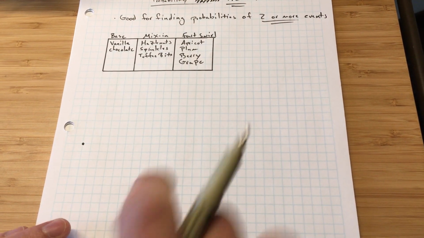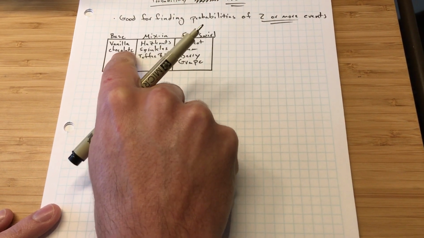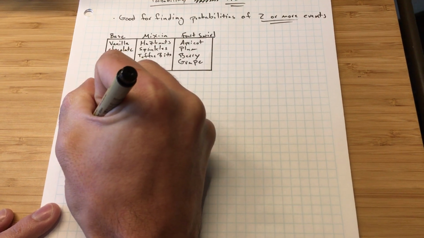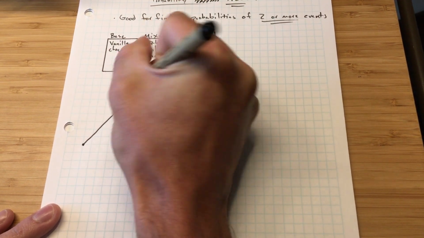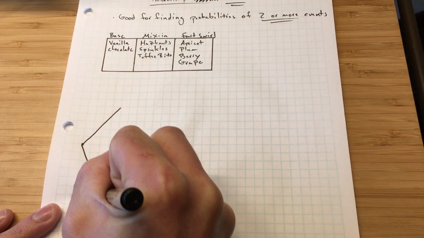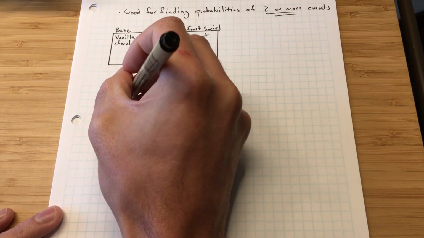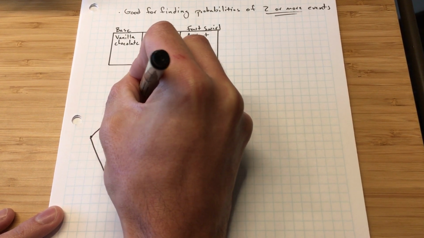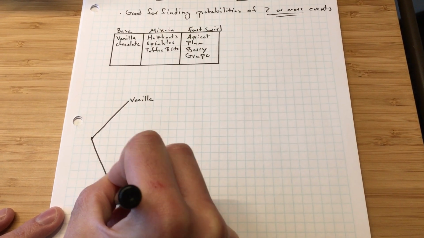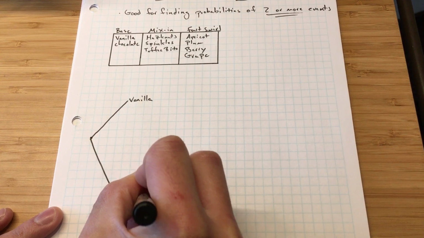We're at the beginning. My first event has 2 outcomes. So I'm going to split it into 2 branches. And they have to go kind of wide because there's going to be a bunch of branches that come off of these. I need to make sure I'm in the screen. That's not perfect, but that's okay. And at the end of these, I'm going to write each of those outcomes. So vanilla would be one choice, and chocolate would be the other.